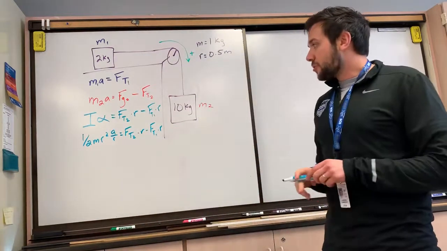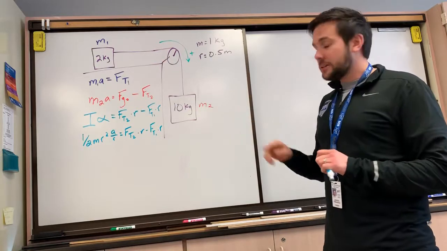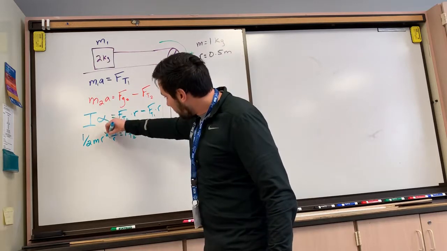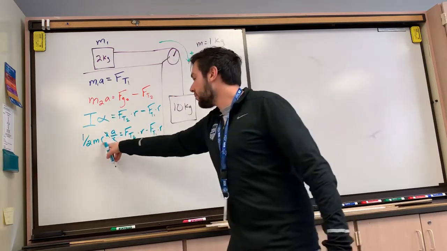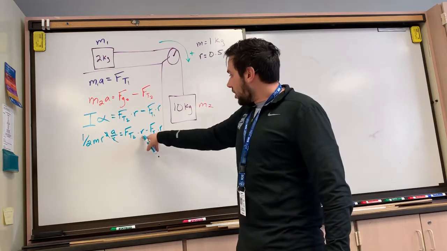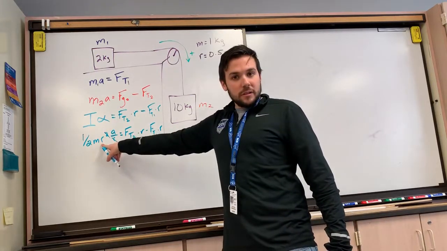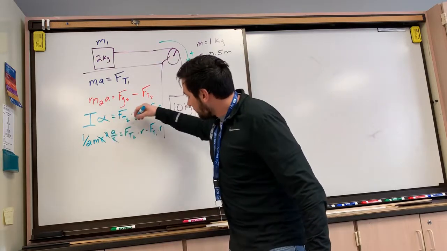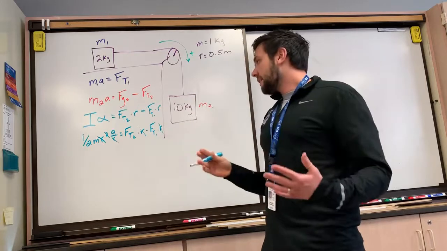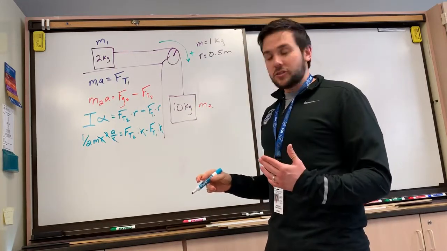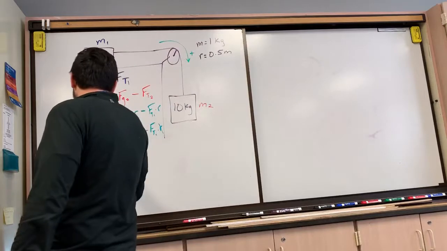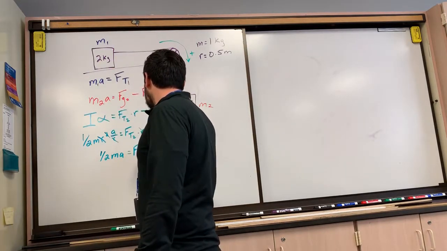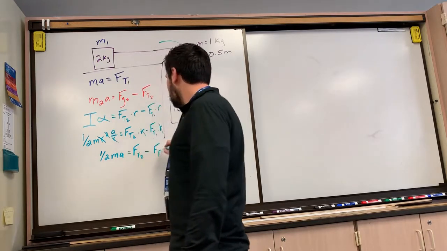Now we're going to do some algebra right off the bat to make this a little bit easier. What happens to this r squared and r? Well, if I divide r squared by r, the squared goes away, and I'm left with r. But there is also an r in both components of this side of the equation, so those r's are going to cancel out as well. And again, that's just some simple algebra. So now I'm left with an equation, 1/2 ma equals ft2 minus ft1.